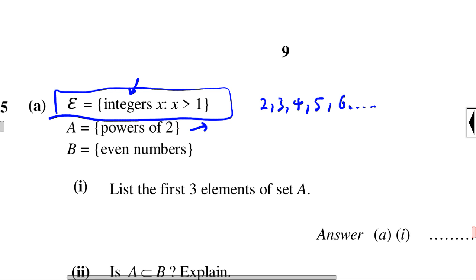2, 4, 6, 8. No, no. I put like... So what's the answer? 2, 4, 8. If I write this, is it correct? What is missing?